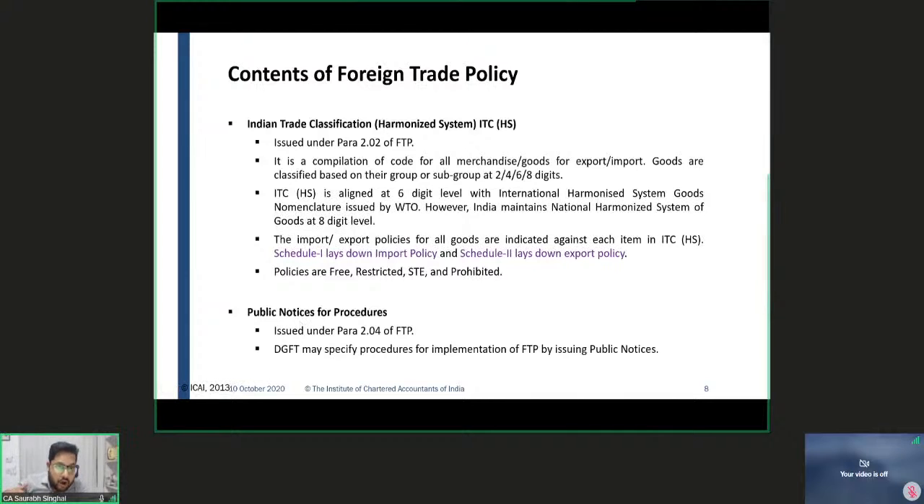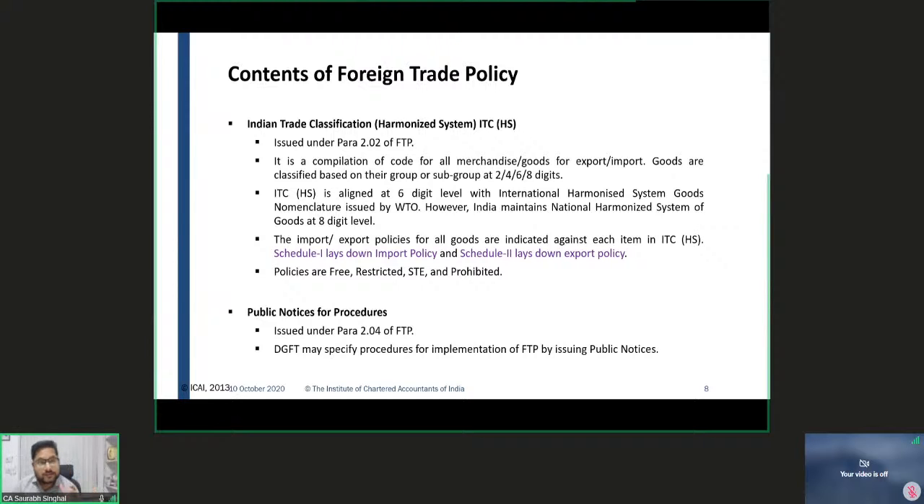Now, also there is a document called ITCHS. You must have heard of it time and again. ITCHS, Indian Trade Classification Harmonized System. Indian Trade Classification, ITC, it is not input tax credit. HS in brackets, harmonized system.